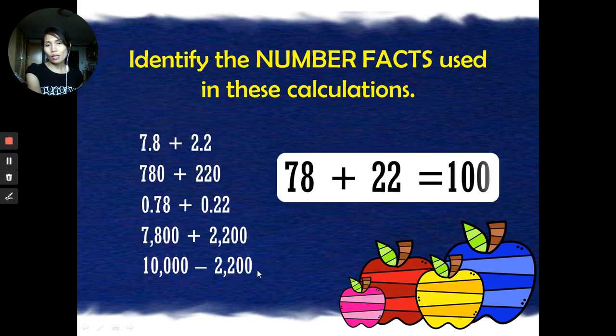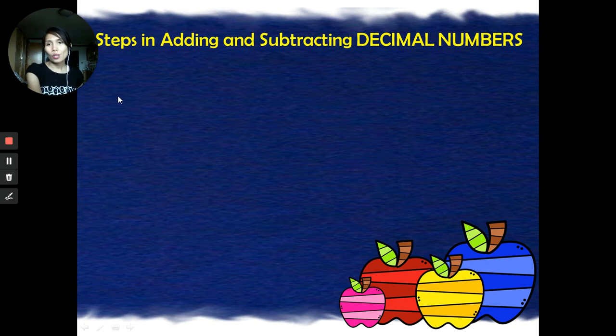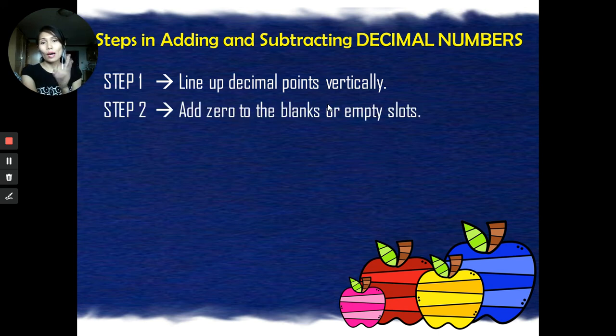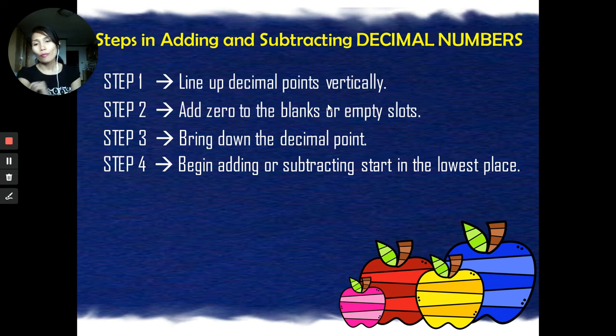All right, so let's try the last one. This is the same. Okay, so the steps in adding and subtracting decimal numbers. The first one is to line up the decimal points vertically. Step 2, add 0 to the blanks or empty slots. Step 3, bring down the decimal point. And step 4, begin adding or subtracting, starting in the lowest place. These steps are the same and useful for both adding and subtracting.